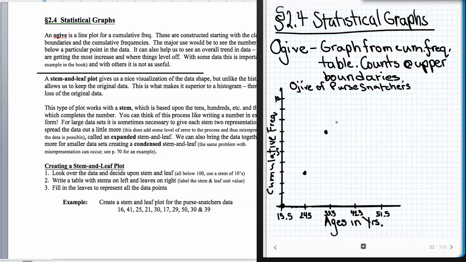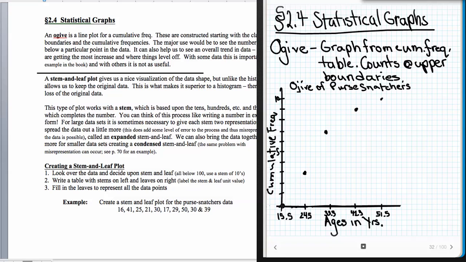And then the next one, we added 2 more, so at that point in time we had 9. So at less than 42.5, we have 9 individuals. And then at less than 51.5, we have all 10 individuals. And so that's what the ogive looks like.